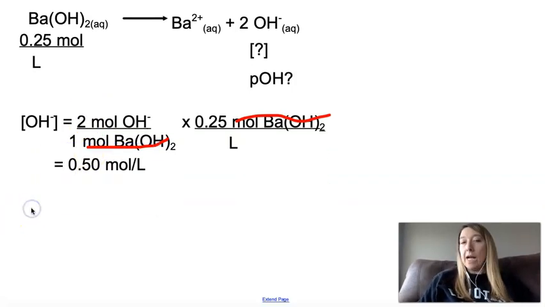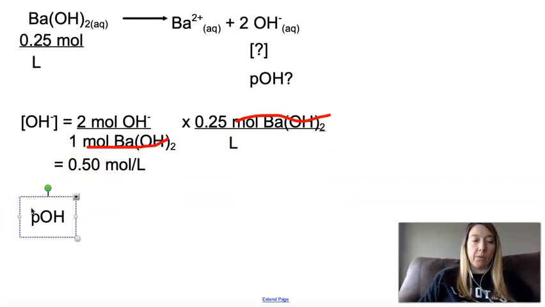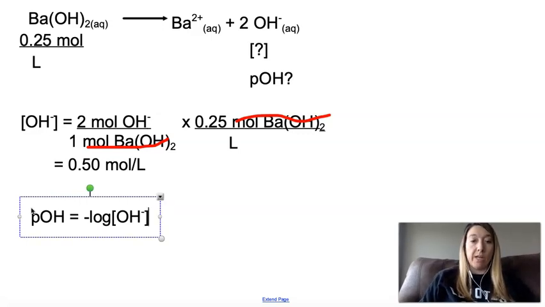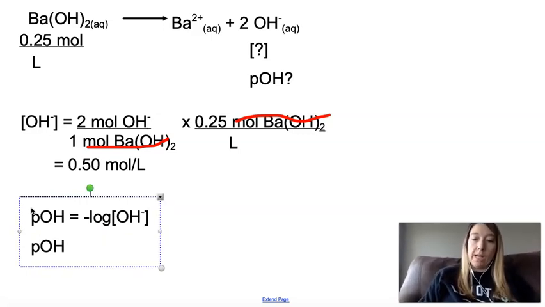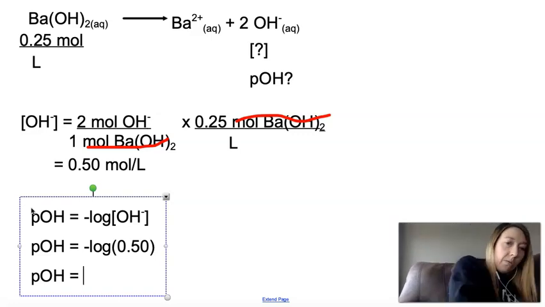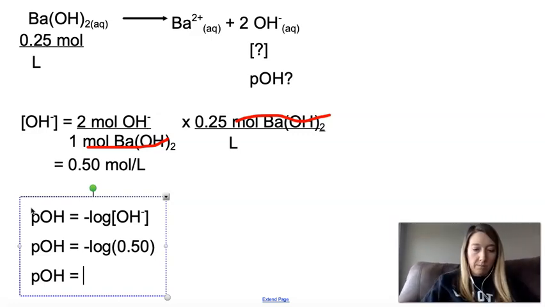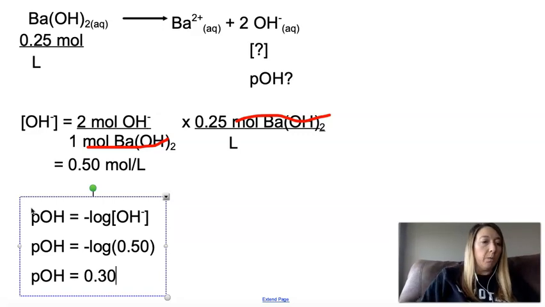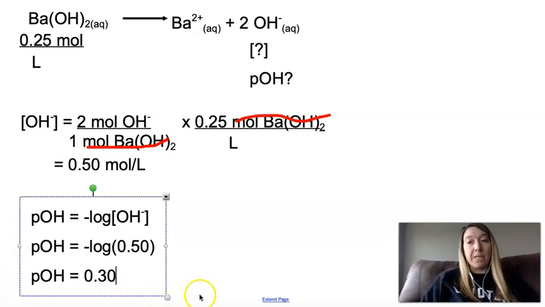Okay, now that we have that, we can go ahead and calculate our pOH, because pOH is negative log of that concentration of hydroxide, which we have now just calculated. So now we can say that this is equal to the negative log of that 0.50. So from this, we are going to get 0.30.